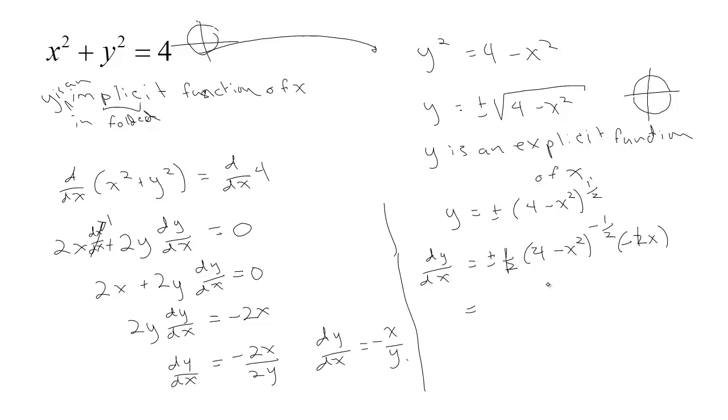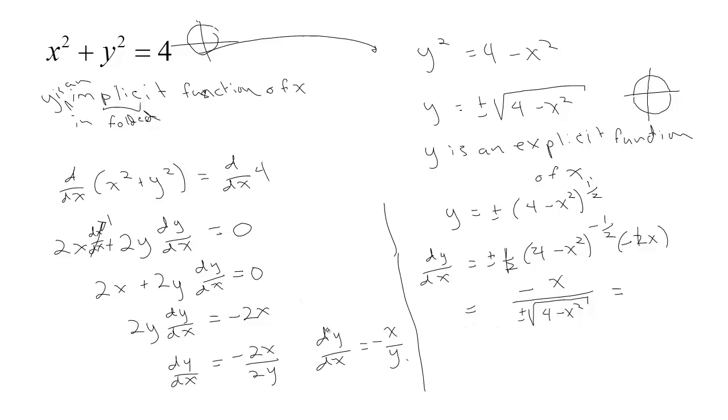And I could write this as negative x over either plus or minus the square root of 4 minus x squared. What I've done was to say that this negative 1/2 could go downstairs and be a positive power, and something to the positive 1/2 is just a square root. So I get this expression. Notice that in this case, when I had y as an explicit function of x, then dy/dx ends up being an explicit function of x.